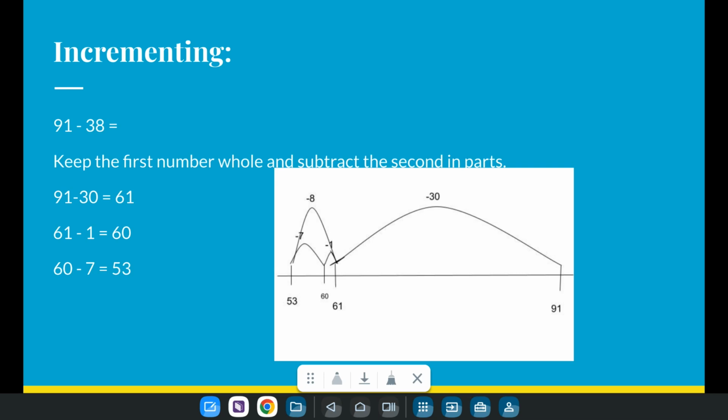On this one, the model that goes with this strategy is a number line. We're going to keep one number whole. We're going to subtract the second number in parts. We're going to keep the top number, or the first value, whole in this case. So we're going to hang on to 91. We're going to start at 91 on a number line, and then we're going to chunk the next number. So in this case, it's easy to think about it as a 30 and an 8. So we're going to take away 30 first, and then we're going to take away 8.